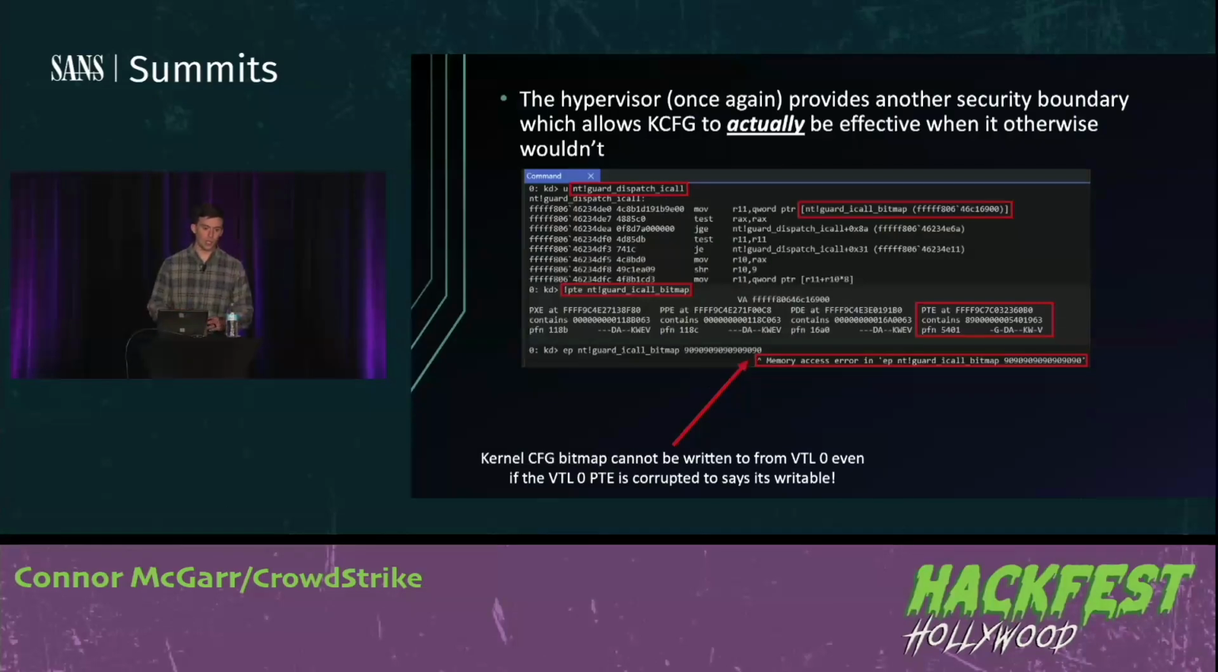And here's a little more context to go along with this. This is a WinDbg screenshot I took of a little demonstration. I took the address of the bitmap, and I corrupted the page table entry, which is managed by the kernel, to make it kernel, write, and valid. So if you look in that PTE dump, you see G-DA-KW-V. K is for kernel, W is for writable, V is for valid. Well, when I actually use the EP command to write data there, I get a memory access error. Why? The extended page table entry does not say that this is writable. So when I try to write it, it denies me. And you now need a hypervisor vulnerability in order to mark the kernel control flow guard bitmap as writable.